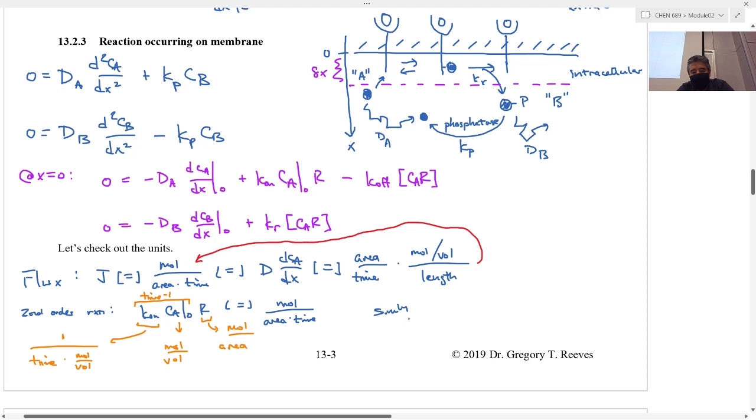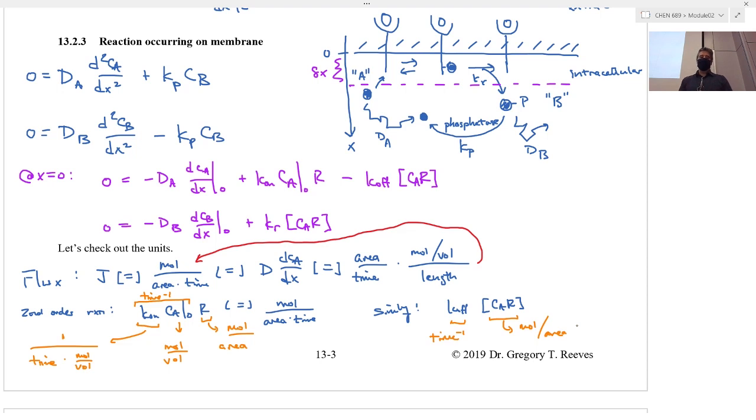Similarly, the units of K off times the AR complex concentration match up in the same way. K off is a first order rate constant, so that's time inverse, and the concentration of the AR complex is also in moles per area, because it's a surface density as well. So these things all match up, and all the fluxes and the terms combine correctly, at least unit-wise.